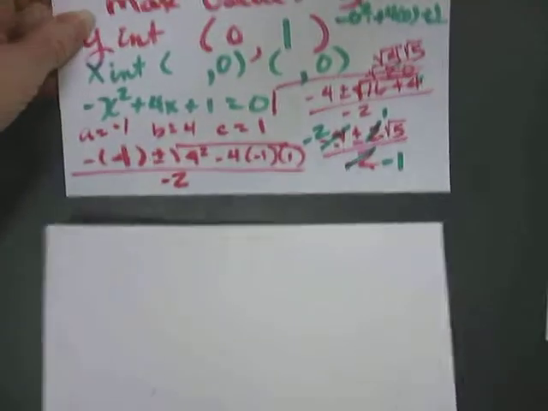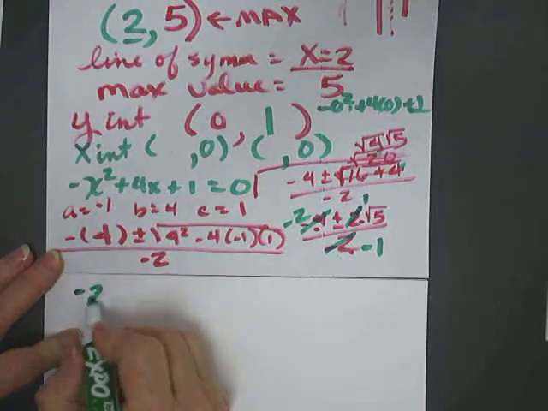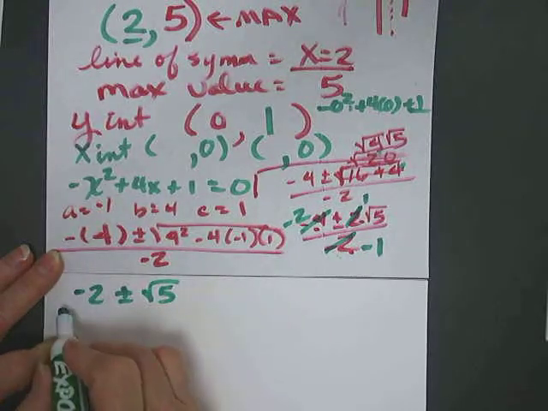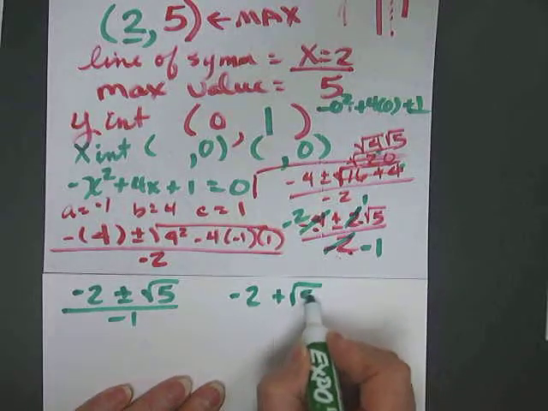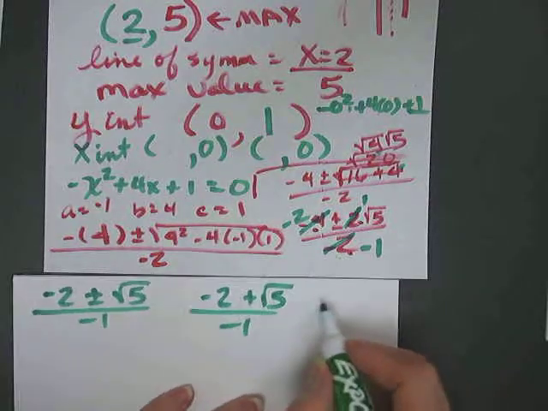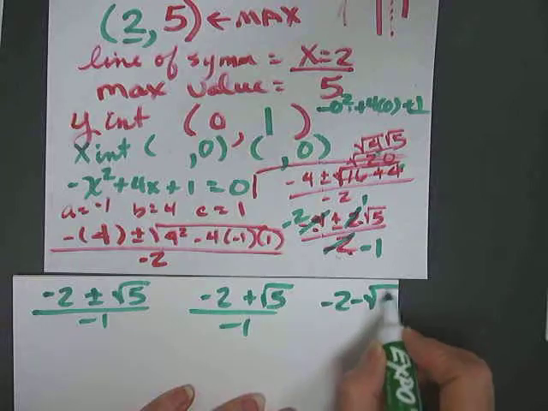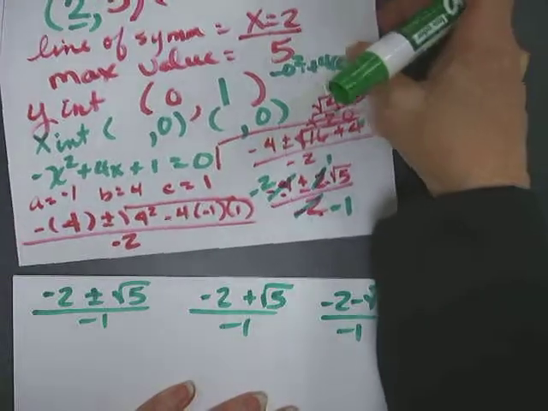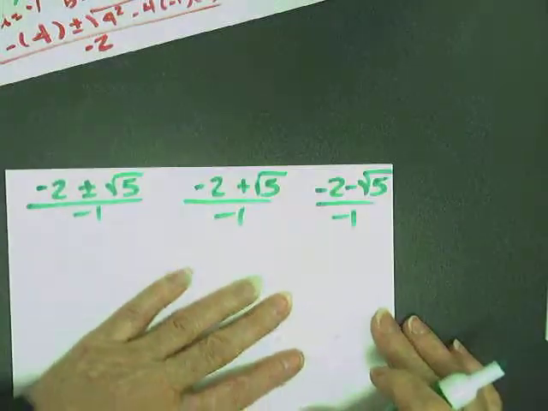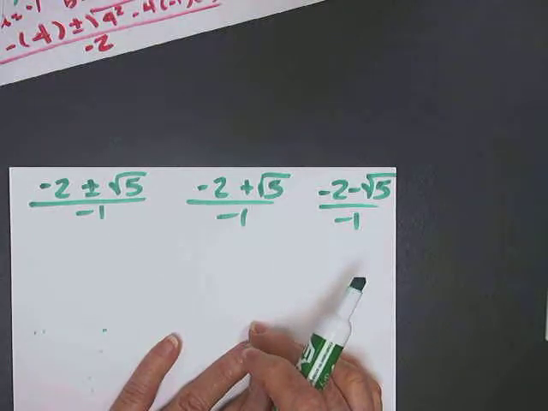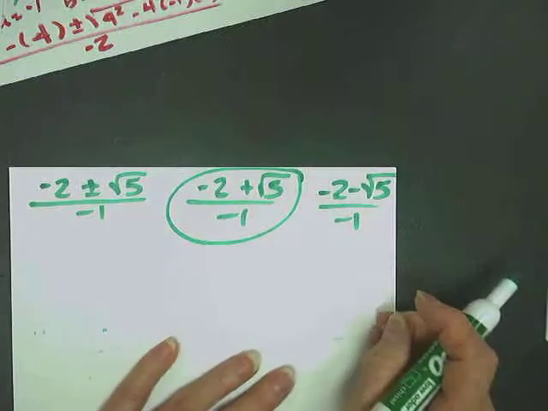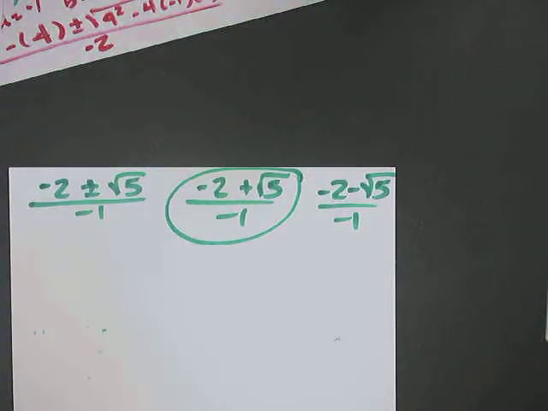Oh, negative, sorry. I messed up. Okay, so divide by 2. And I ran out of room. Can't squeeze any more on there. Sorry. Okay, so we have negative 2 plus or minus square root of 5 over negative 1. So negative 2 plus square root of 5, change the sign, and negative 2 minus square root of 5 over negative 1.